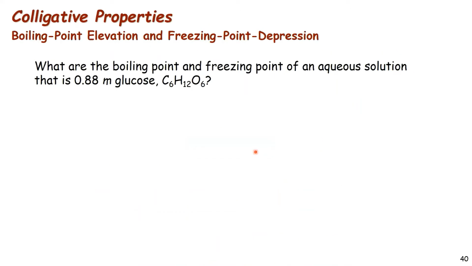Okay, let's try an example of that then. I want to know, what are the boiling point and freezing point of an aqueous solution that is 0.88 molal glucose? Okay. So, we know that the equation for the change in the boiling point is the Van't Hoff factor times the boiling point elevation constant times the molal concentration. The molal concentration was already given to me. Let's see, who haven't I picked on? Kaylee, what is the Van't Hoff factor for glucose?